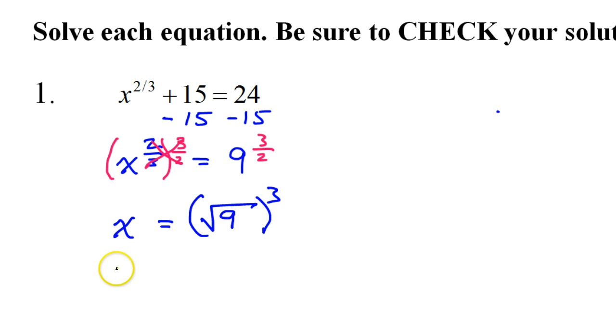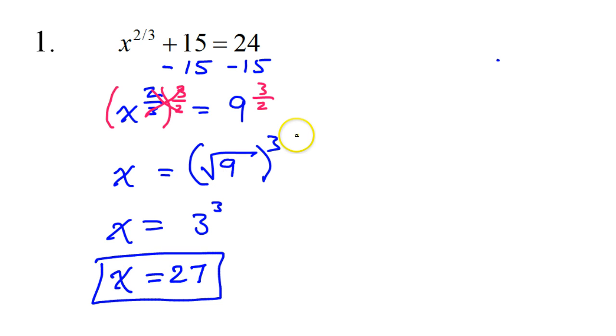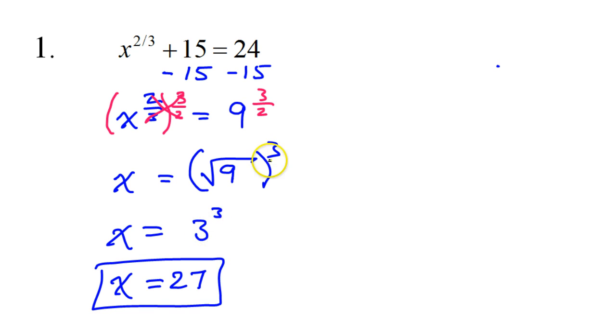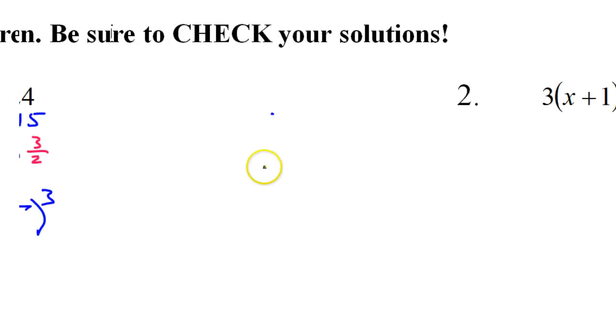You can do this in your head, yes? The square root of 9 is 3. And then, so that's 3 to the 3rd power, which is 27. So x is equal to 27. If you didn't remember 3 to the 3rd power, you could use the chart here. 3 to the 3rd power is 27.